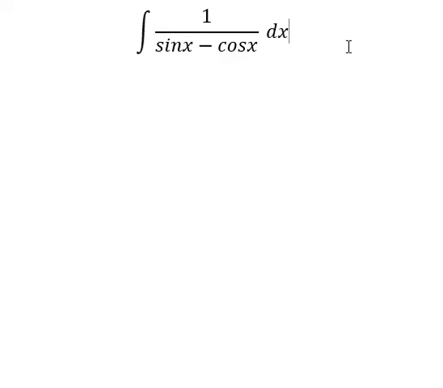Hello everybody. So today I want to talk about calculus, the topic that is about integration. So now I want to show you.